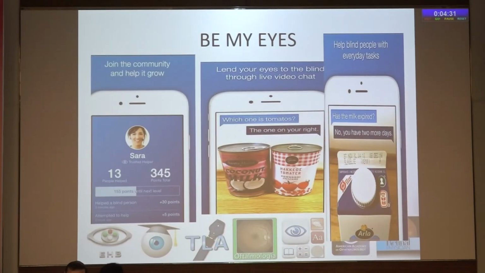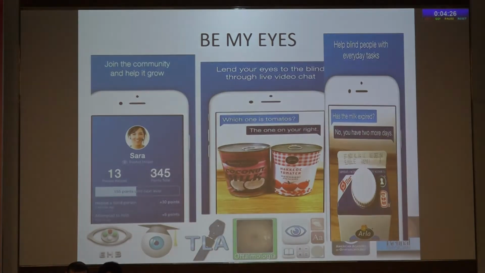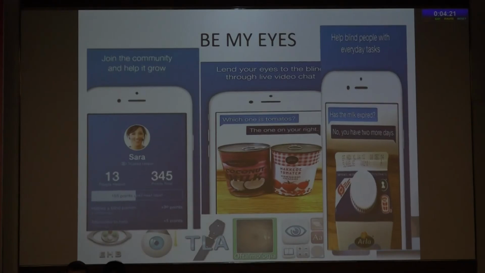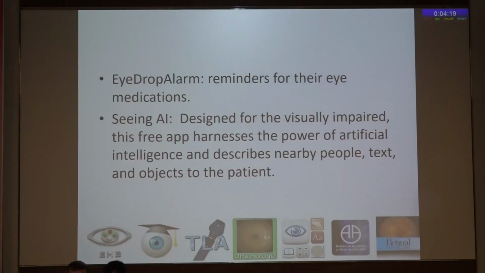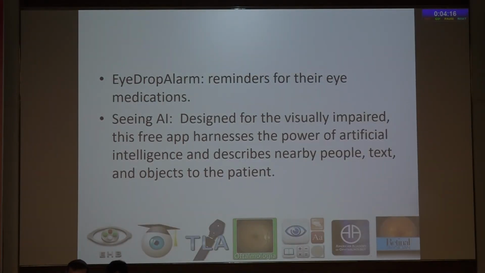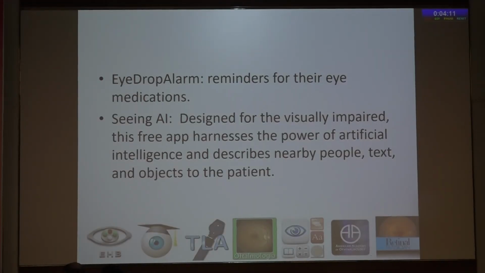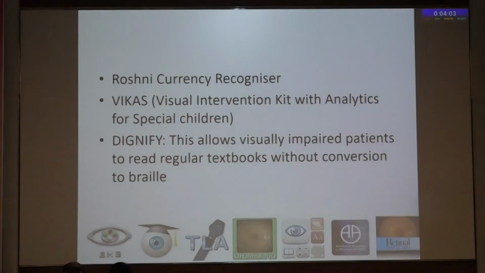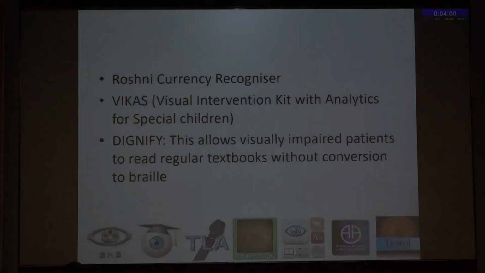Be My Eyes, this is for the visually handicapped. It sends out messages, and any person who is online can help the visually handicapped person at that time. Eye drop alarm, again same as My Eye Drops. Seeing AI also uses AI to describe the surroundings to the patient. We have Roshni Currency Recognizer, Vikas and Dignify, which are again developed by Indian institutes, LVPEI. So it can be helpful to the patient.